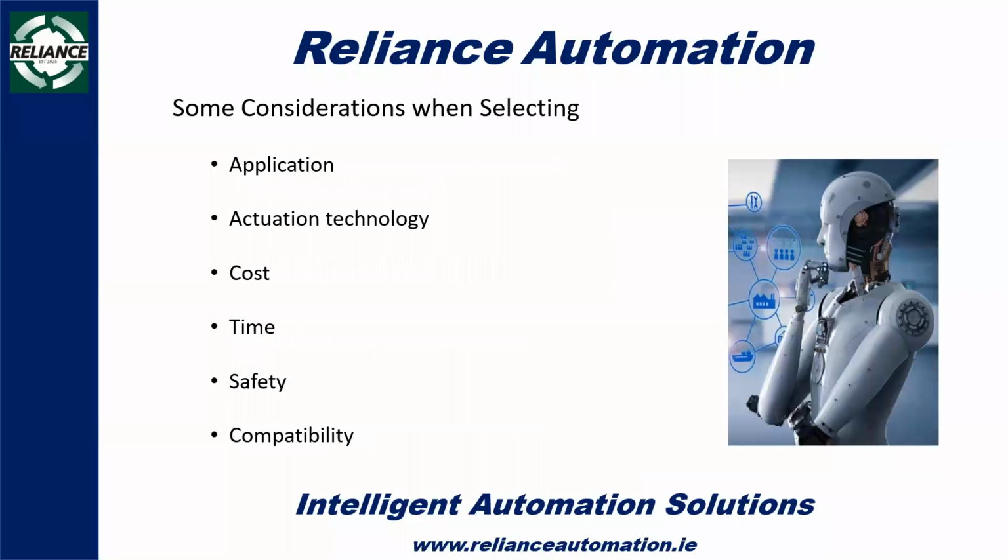So given the fact that it's so important, what are some of the considerations that we look at when we're selecting end of arm tooling? The first one is going to be your application. What is it that you're trying to achieve? There's a number of factors that come into this, like what's the payload of the part that you're going to be picking up? What kind of size is it, etc. I'll go into a bit more detail on the application side on the next slides.